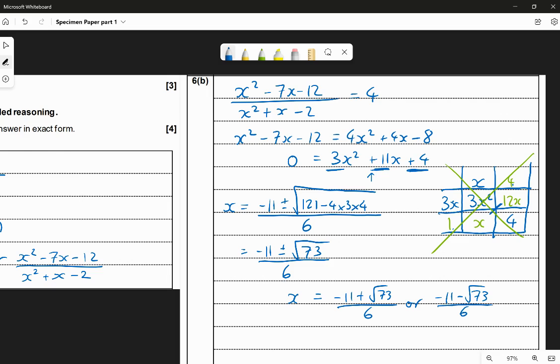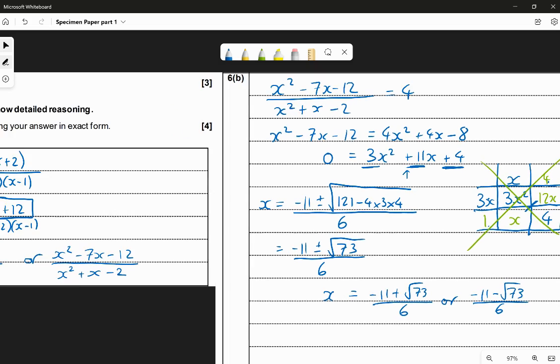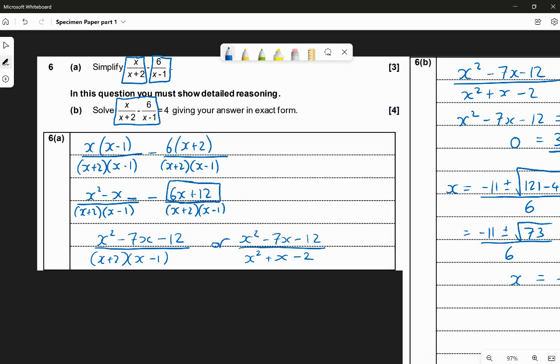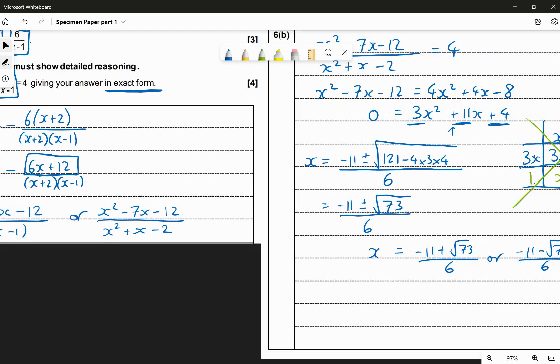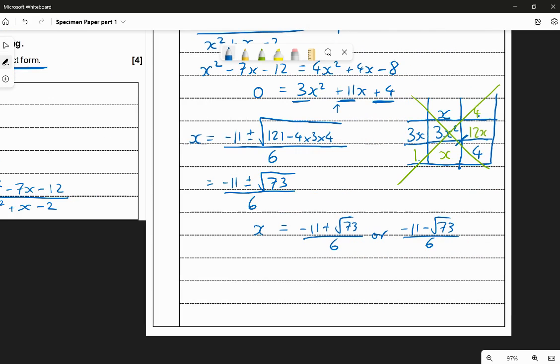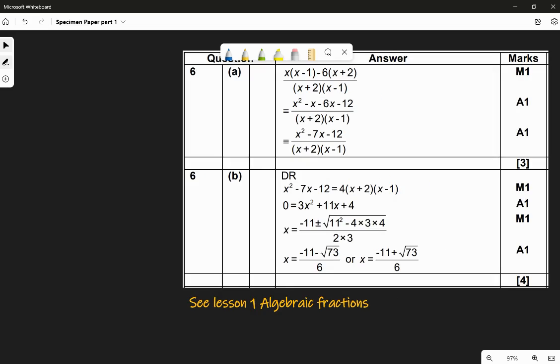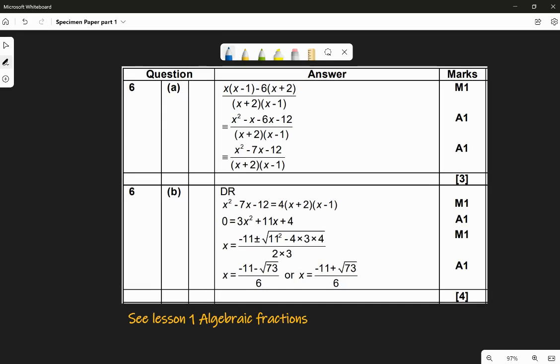I probably should have noticed that this would be non-factorizable, because it says solve this giving your answer in exact form. So it's looking for a surd form in effect, rather than some rounded decimal, which is not exact. This is beautiful and exact. Any rounded decimal that you get on your calculator would not be so. Okay, let's have a look at the mark scheme. There it is in all its glory.